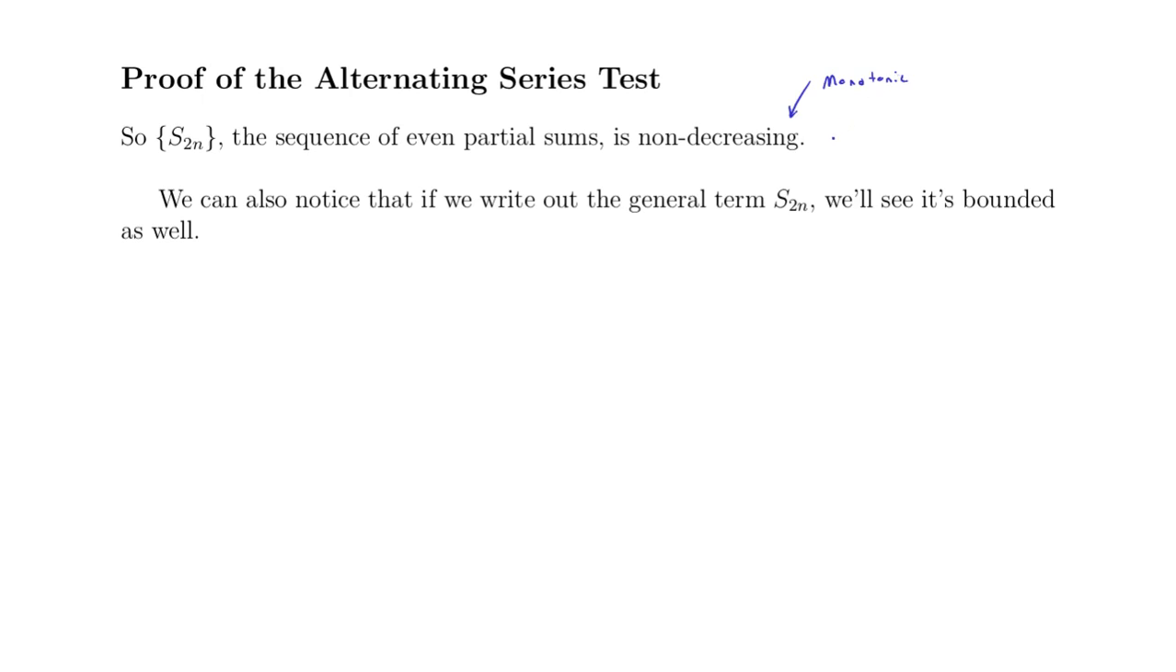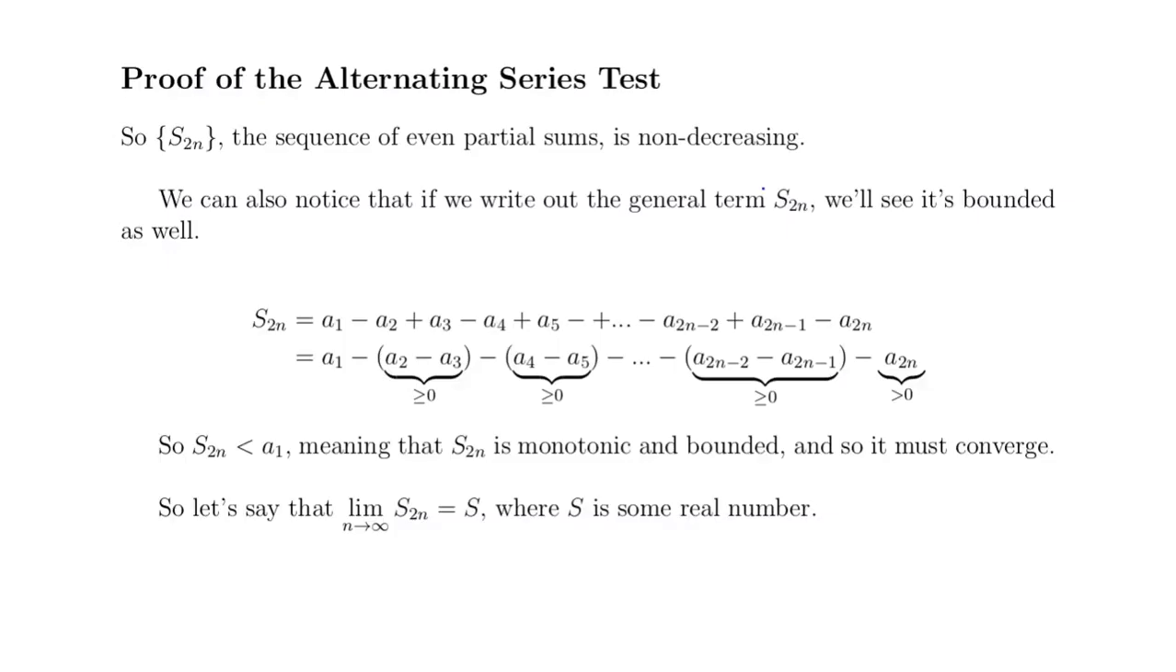That's helpful. We can also notice that when we write out s sub 2n, the general term, sorry, we're going to see that it's bounded. So here that is. S sub 2n is just all of the terms added up until the 2nth term.